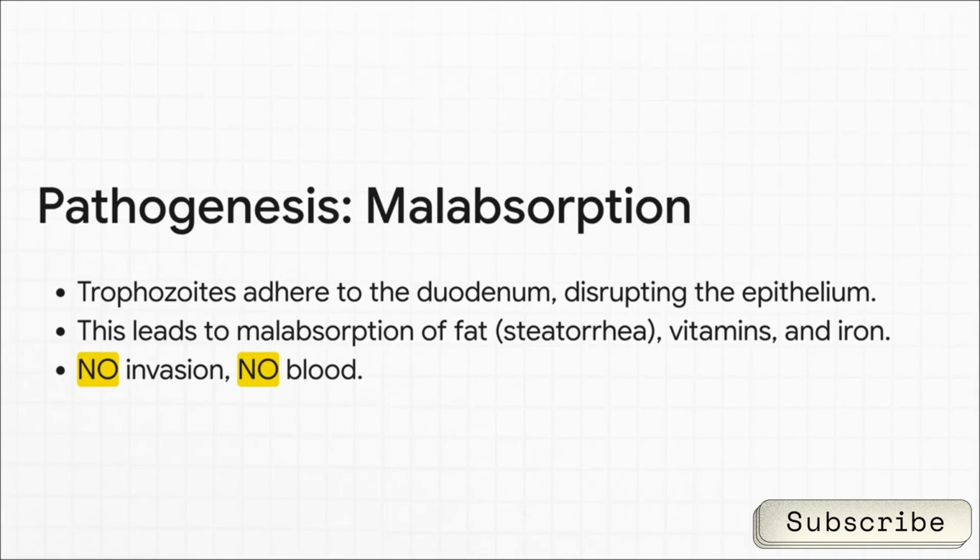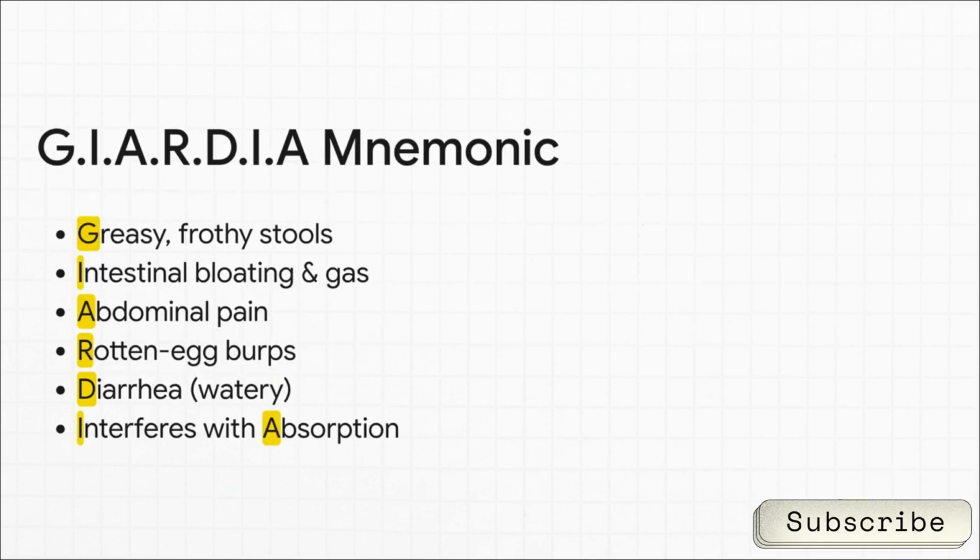So the whole problem here isn't tissue destruction, it's mechanical disruption. Think of it like this. By completely carpeting the surface of the duodenum, the trophozoites create a physical barrier. This flattens the villi, messes up the brush border, and leads to really bad malabsorption, especially of fats. And that fat malabsorption is exactly what causes the classic symptom of Giardiasis, steatorrhea, or fatty stools. No invasion means no blood. Simple as that.